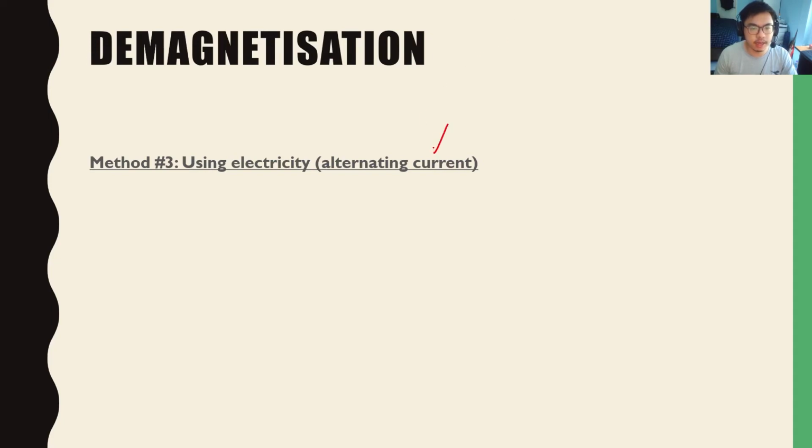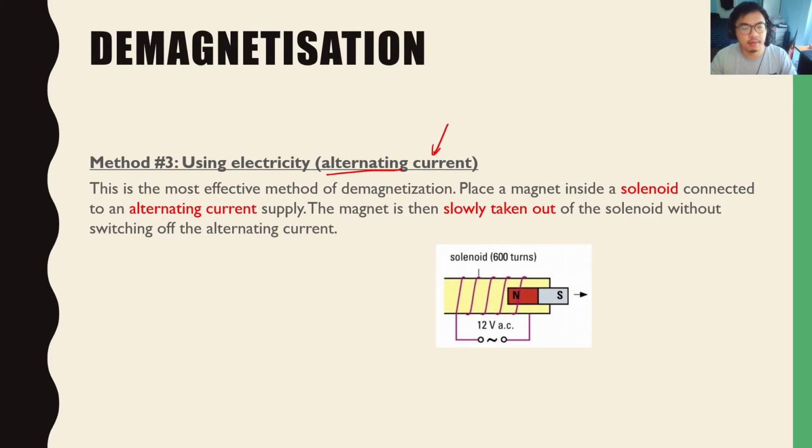The third way of demagnetizing a magnet is by using electricity, but this time we are using a different type of current, which is called the alternating current. So don't worry about this for the time being. We will look at this in the future. So this is the most effective method of demagnetization.